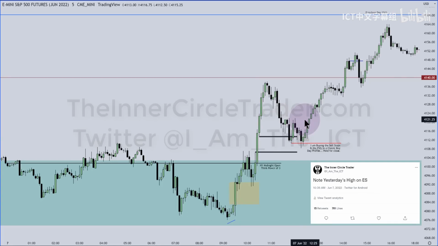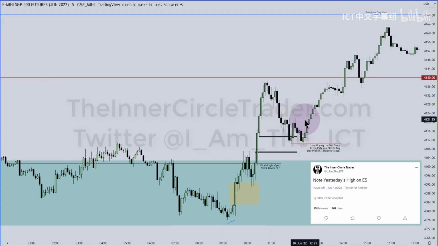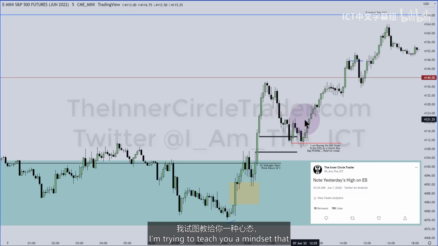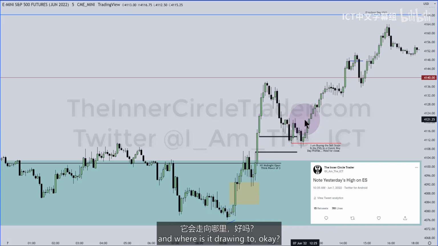So one of the Twitter followers mentioned today, can they use time frames outside of the 1 through 5 minute chart, but use the same logic? Yes. That's all I'm trying to do. I'm trying to teach you a mindset that on the lowest time frame gives you a lot of experience, a lot of setups, a lot of things to practice. But don't limit yourself to that, because there's so many other ways to trade using what I'm teaching you, and you can scale it to whatever time frame and whatever chart you want to use it on. Okay, but you still have to understand what price is likely to do and where it is drawing to.